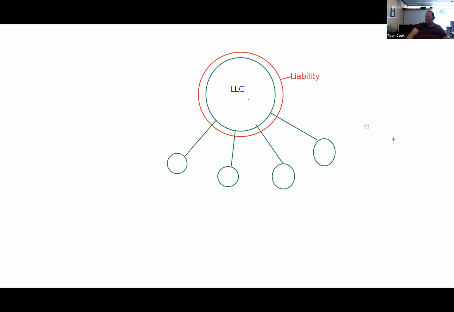Okay, does that make sense? That's the liability will remain there. Yes. And it will be taxed as an S corp. So in other words, it will pass through back and forth to its shareholders.